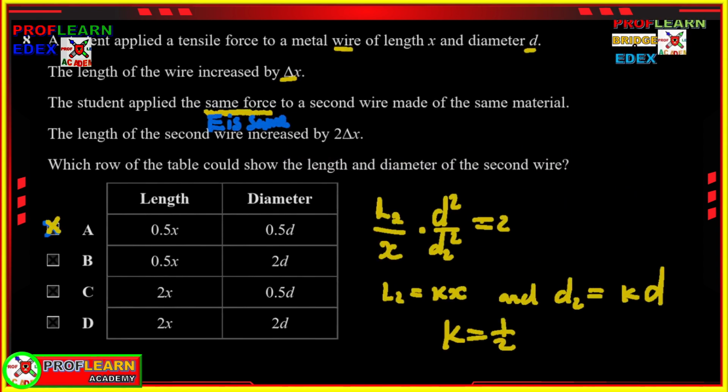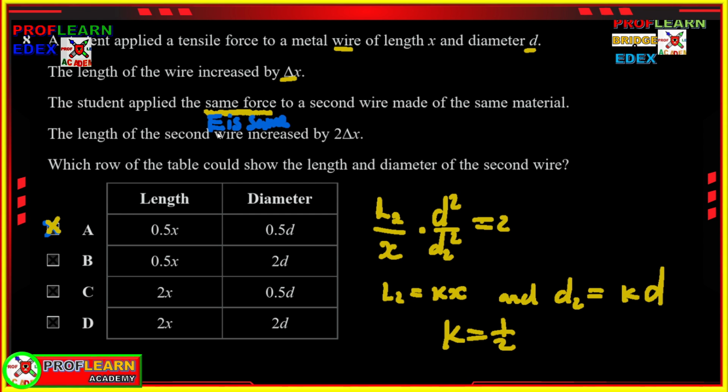A student applies a tensile force to a metal wire of length X and diameter D, and the length of the wire increases by delta X. The student applies the same force to a second wire. Remember, the tensile force is the same and the second wire is made of the same material, meaning the Young's modulus is the same, and the length of the second wire increases by 2 delta X. Which row of the table could show the length and diameter of the second wire?